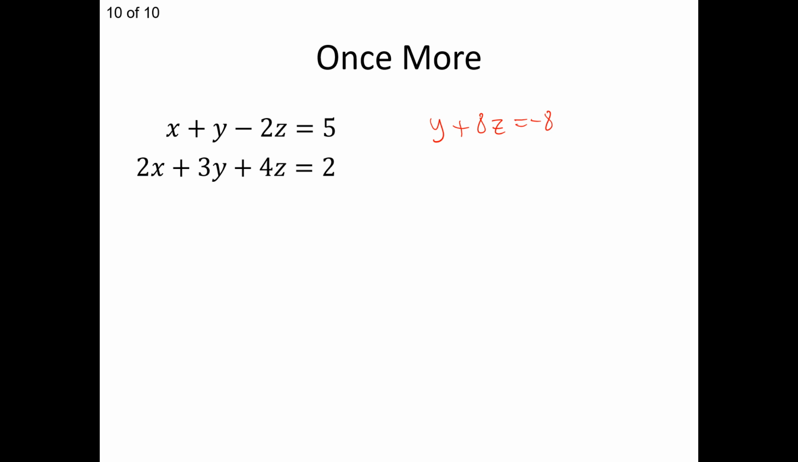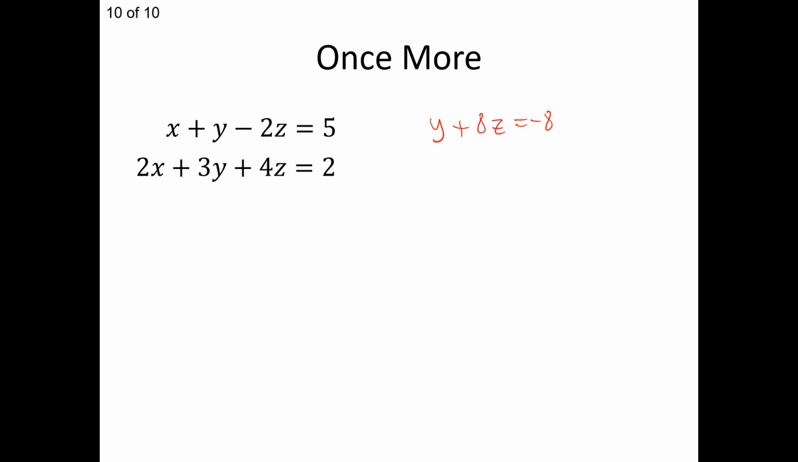And you'll notice then I can't do this again to get another equation only in y and z. So what I'm going to do is just temporarily leave it like this. I'll come back to it in just a second.